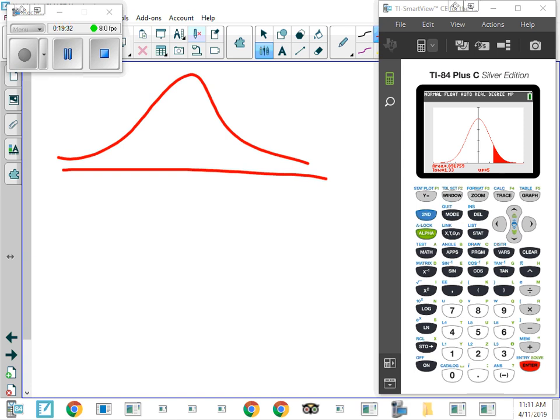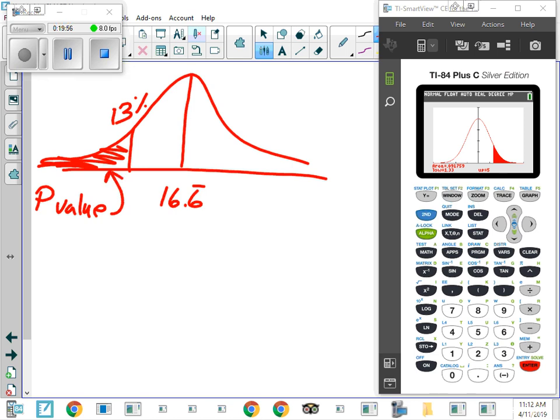1/6 of the time, and 1/6 is 16.6 repeating percent. Okay, and we ended up with 13%. So we want to measure this area, and that area is called the p-value. If the p-value is greater than 5%, we accept the null. If the p-value is less than 5%, we reject the null.